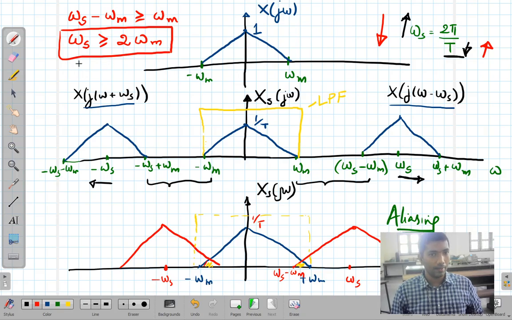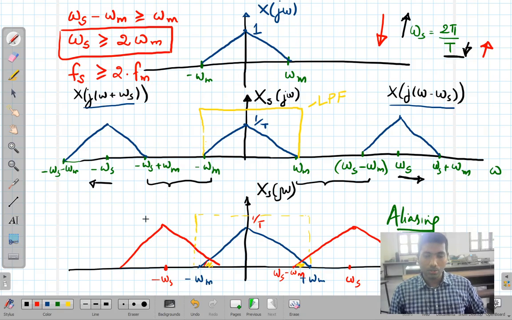So we require the sampling frequency to be at least twice that of the highest frequency component omega m. Similarly, in hertz we can write 2 pi fs is greater than 2 into 2 pi fm. By cancelling 2 pi, we require fs, which is the sampling frequency, to be at least greater than twice the highest frequency component in that signal. Okay, so the question of how to choose a sampling period is being answered here.